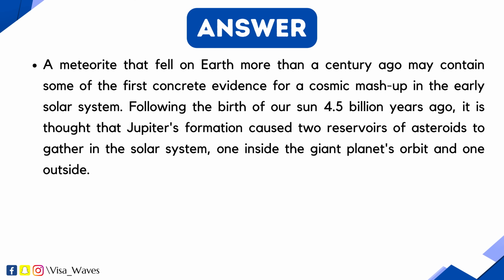A meteorite that fell on Earth more than a century ago may contain some of the first concrete evidence for a cosmic mashup in the early solar system. Following the birth of our Sun 4.5 billion years ago, it is thought that Jupiter's formation caused two reservoirs of asteroids to gather in the solar system, one inside the giant planet's orbit and one outside.